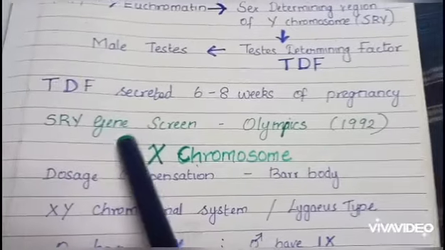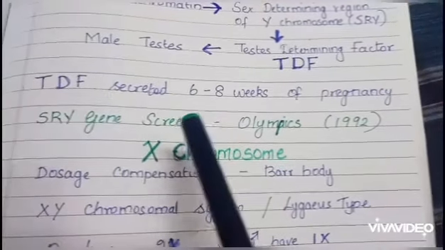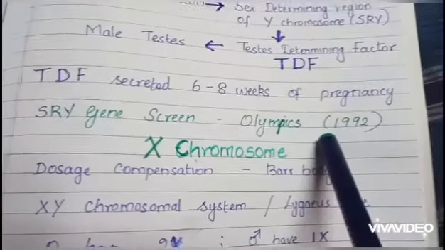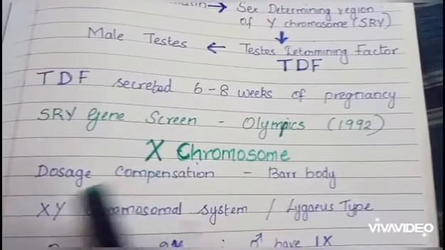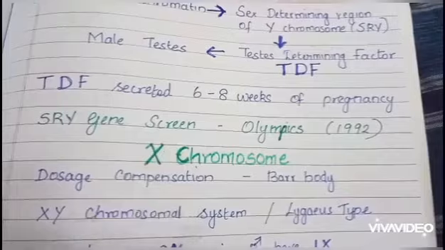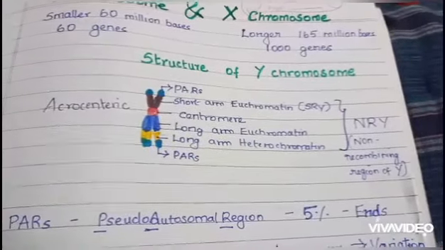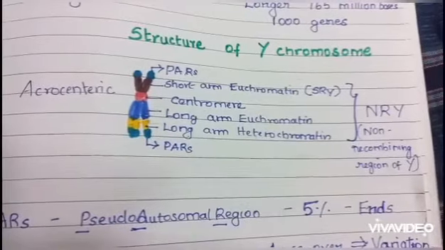The SRY gene screen was used for gender verification in the Olympics until 1992. Nowadays, hormone level testing qualifies one to compete in female events. That's all you need to know about the Y chromosome. Here is a brief summary about the Y chromosome.